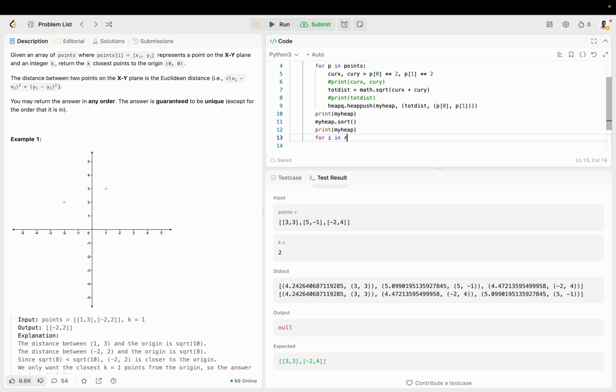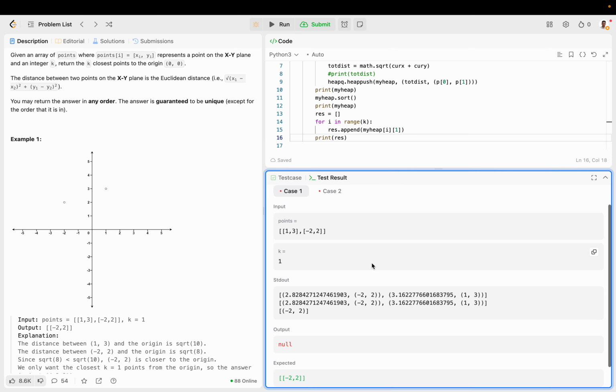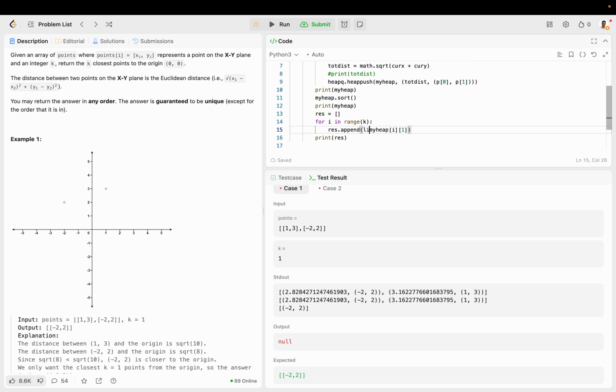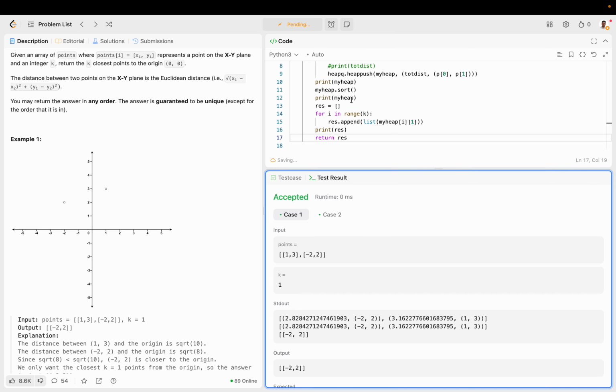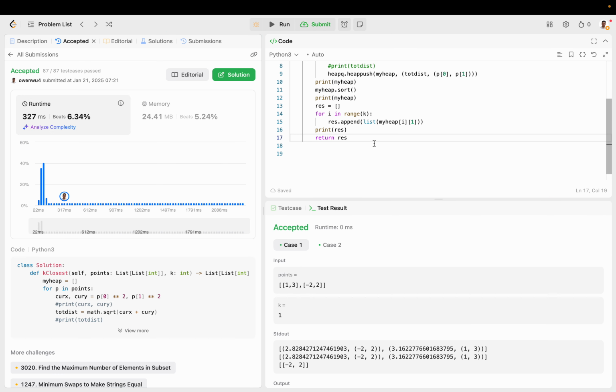So for i in range k, let's make a result list. result.append my heap[i][1], and this is going to be a tuple, so we have to convert it to a list. And as you can see, there you go. It works and passes all test cases.